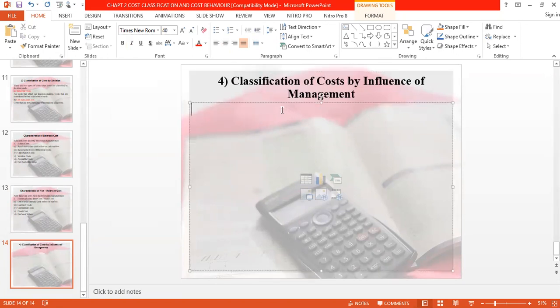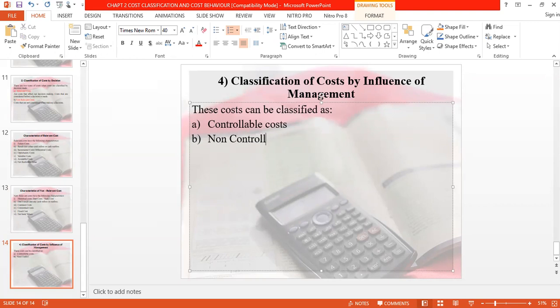So when costs are classified by the influence of management, these costs can be classified as A, controllable costs, or B, non-controllable costs. So these costs can either be controllable costs or non-controllable costs.